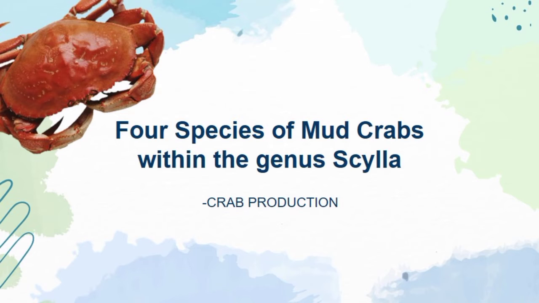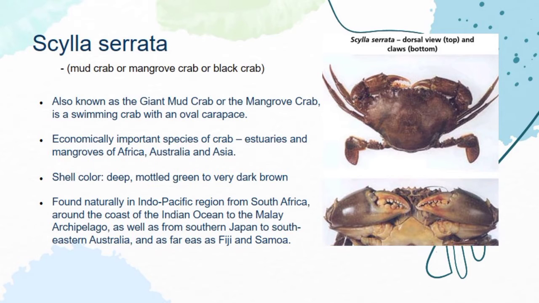There are 4 species of mud crabs within the genus Scylla. First is Scylla serrata, called the mud crab, mangrove crab or black crab. Also known as the giant mud crab, it is a swimming crab with an oval carapace. It is an economically important species of crab found in estuaries and mangroves of Africa, Australia, and Asia. Its color is deep mottled green to very dark brown.